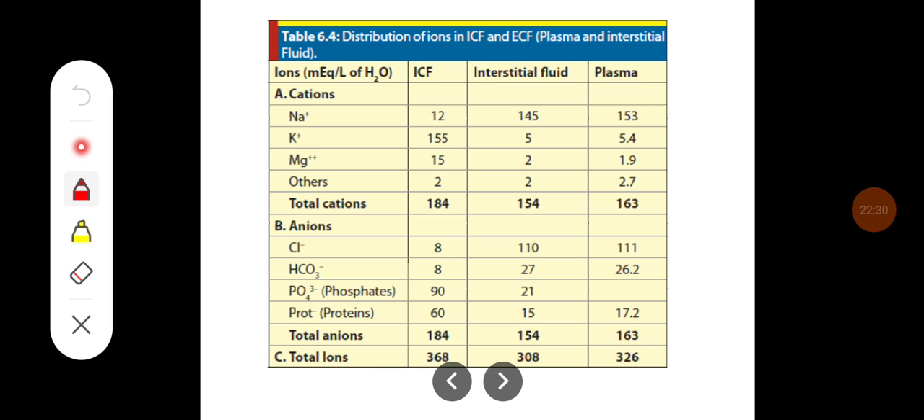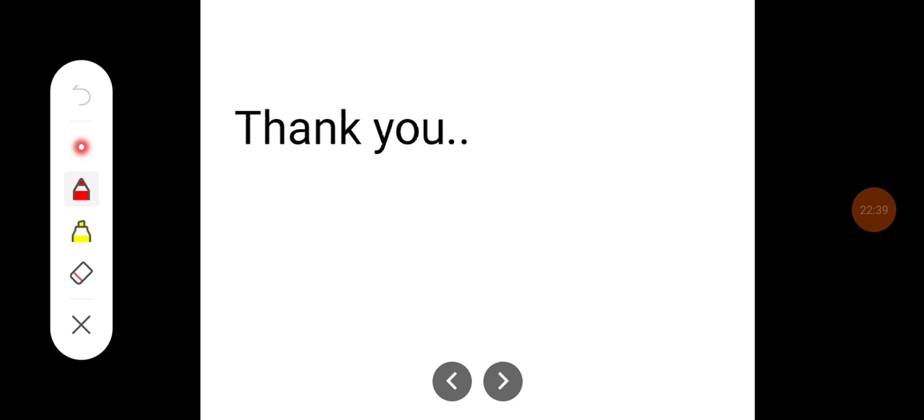The different distribution of ions occurs mainly because of the transport across the cell membrane. So this is in brief about the transport across the cell membrane, particularly the passive transport.